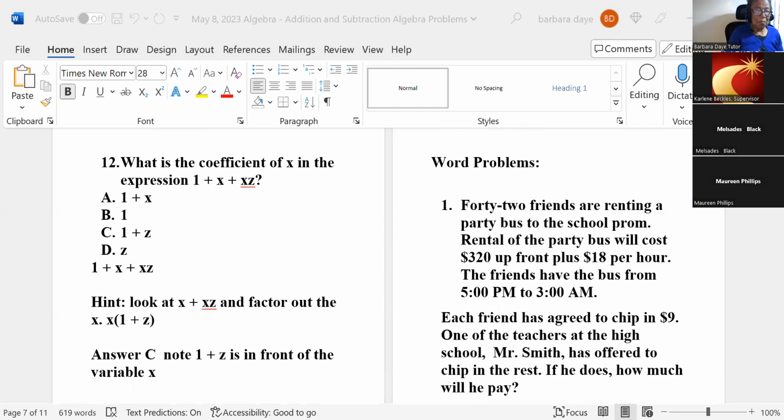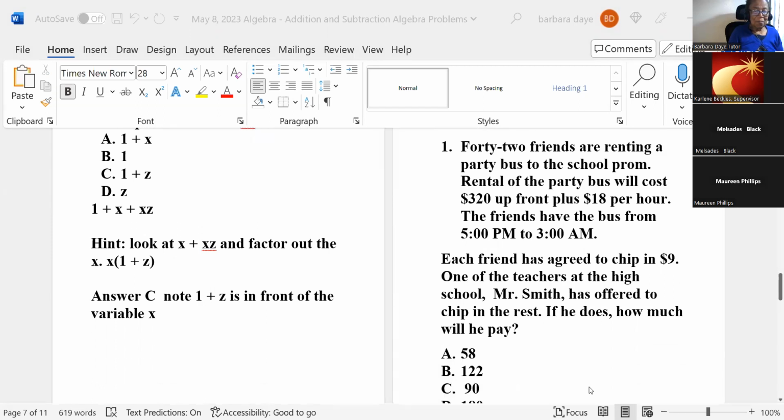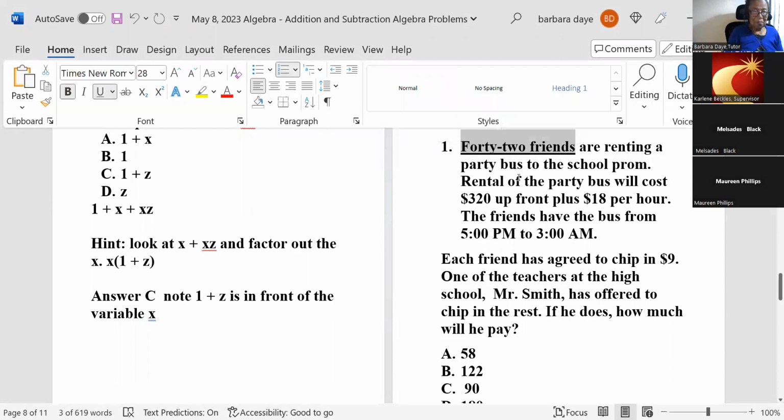One of the teachers at the high school, Mrs. Smith, has offered to chip in the rest. If she does, how much money will she pay? If it's 42 friends and they each pay $9, you multiply 9 by 42, and then subtract it from the 320 and see how much she pays.